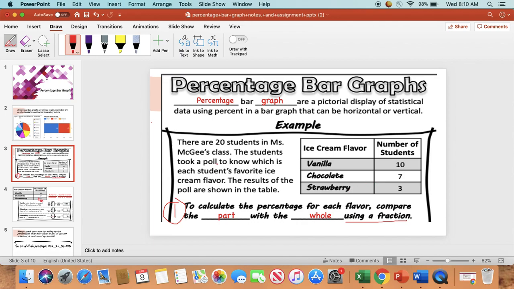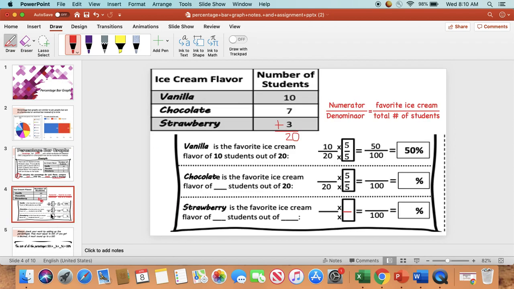So our first step is to calculate the percentage for each flavor. To do that, we're going to compare the part with a whole using a fraction. So we have to create a fraction for each ice cream flavor. So let's go to slide 4. Now, our fraction is going to look like this.